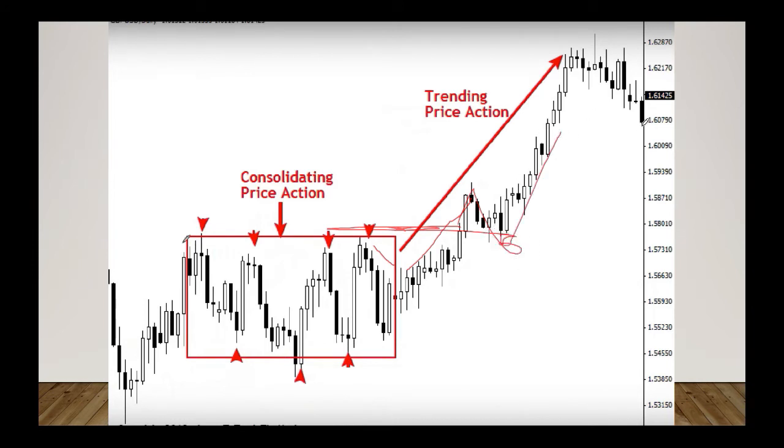Vice versa with a downtrend. If the price breaks this point here, it's going to come back up to retest, and ideally your entry is going to be here for the downtrend. So it's going to make a lower high, lower low, lower high, etc.